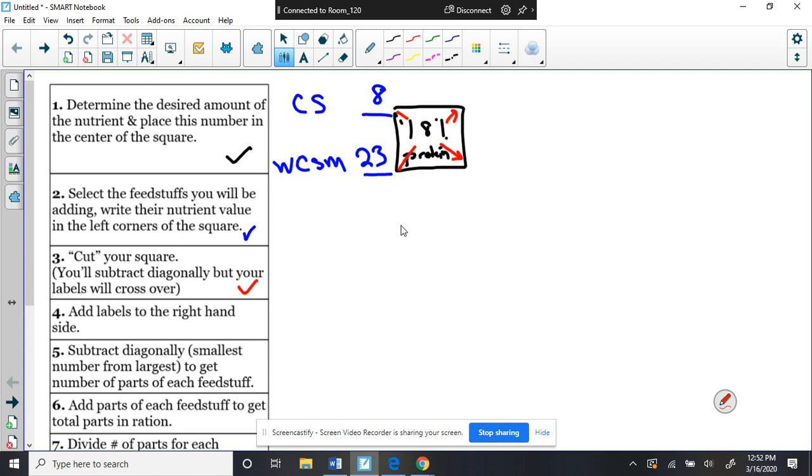Step 4 says add labels to the right-hand side. So when we solve out, our labels are going to move straight across. I'm starting with percentages on the left-hand side, and I'm going to equalize those percentages out to parts of the total mixture. So on the top, it's going to be how many parts of my whole are going to be corn silage. And on the bottom right, it's going to be how many parts of my whole are whole cottonseed meal.